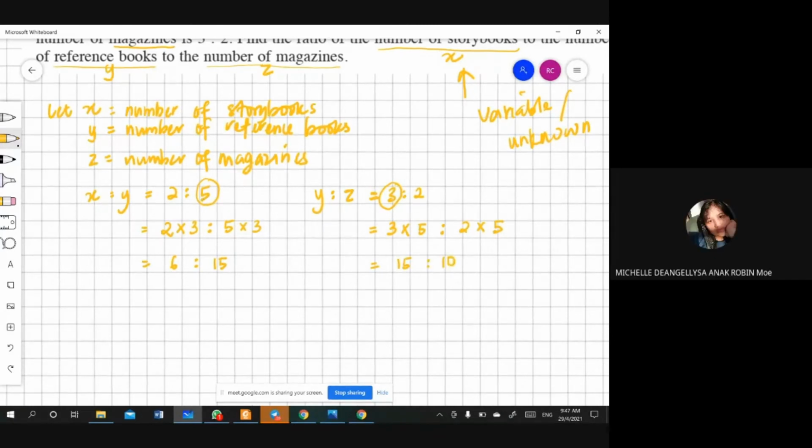10. And yes. So now after you have multiplied, can you see the common number here? Can I know what is the number? 15. 15. Very good. So they are the same already, right?